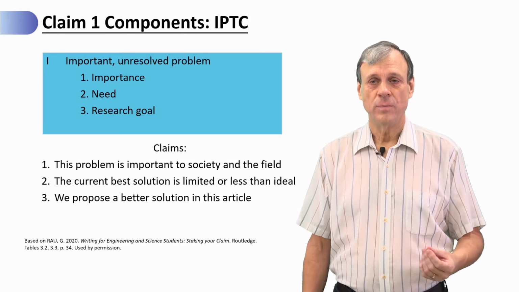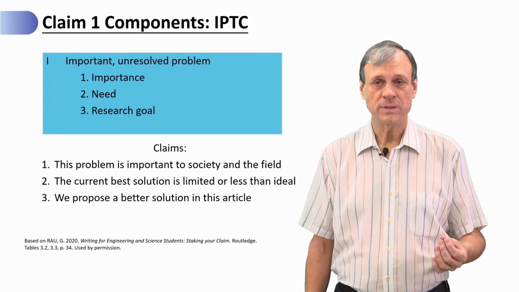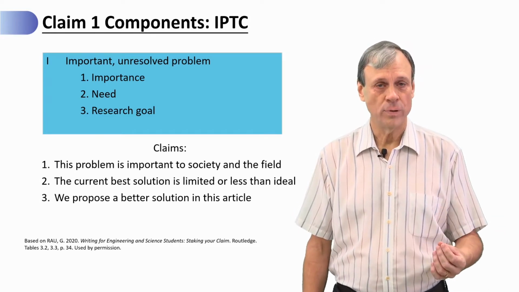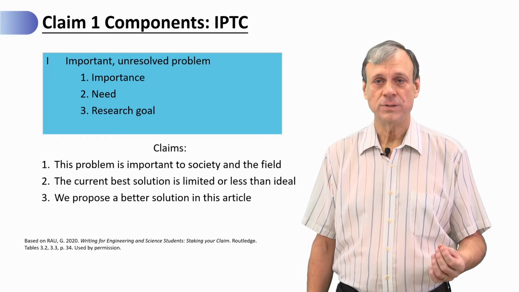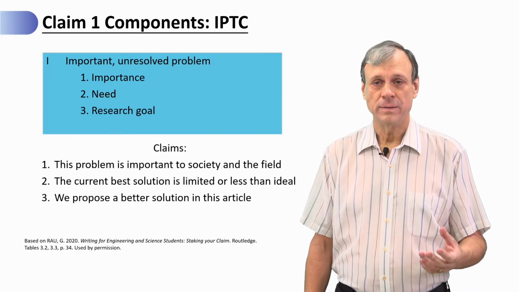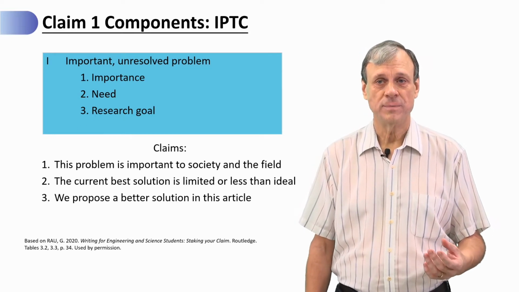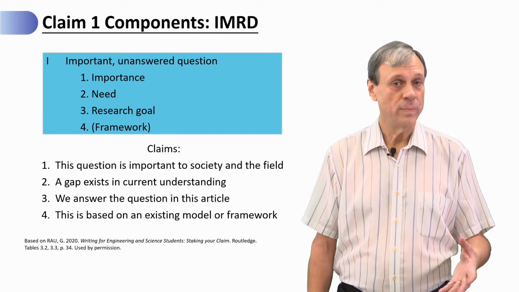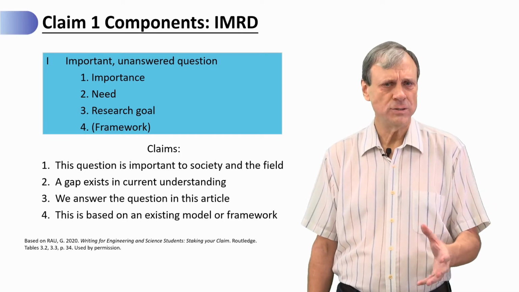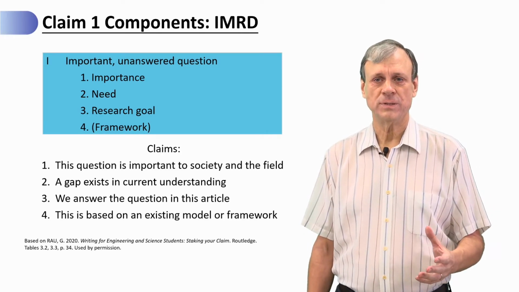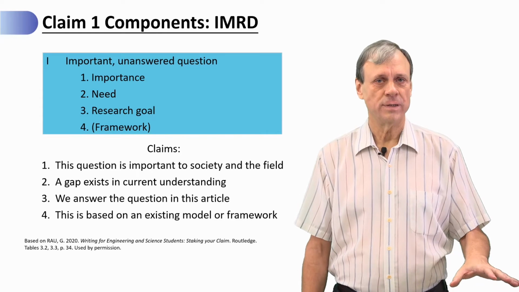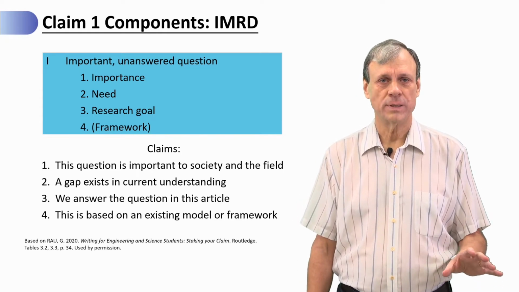So again, for a reminder, the three main claims that we'll be looking at here are importance, need, and research goal. And these relate to the underlying claims of this division. In science, you may also find framework and occasionally a little bit in engineering papers as well, but we'll leave that until the next lesson because that's a little more complicated topic.